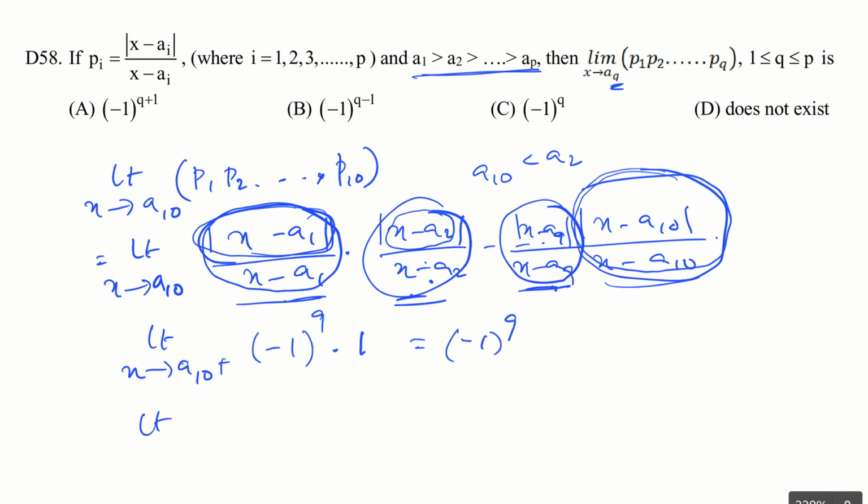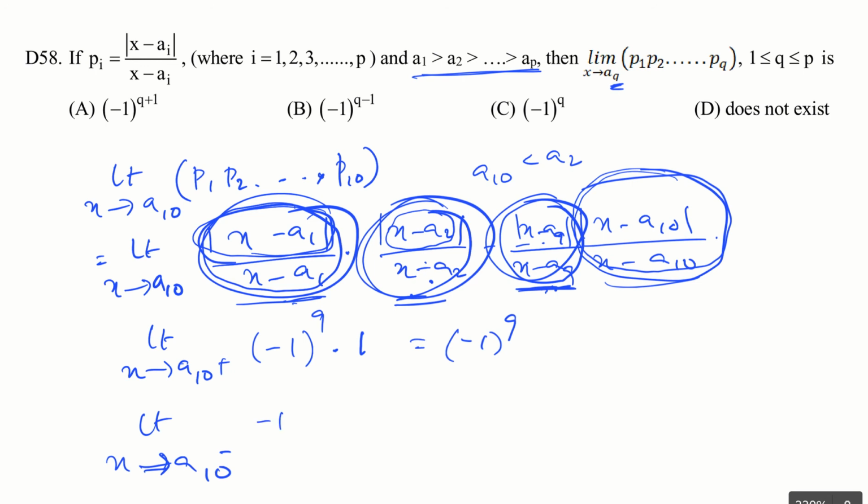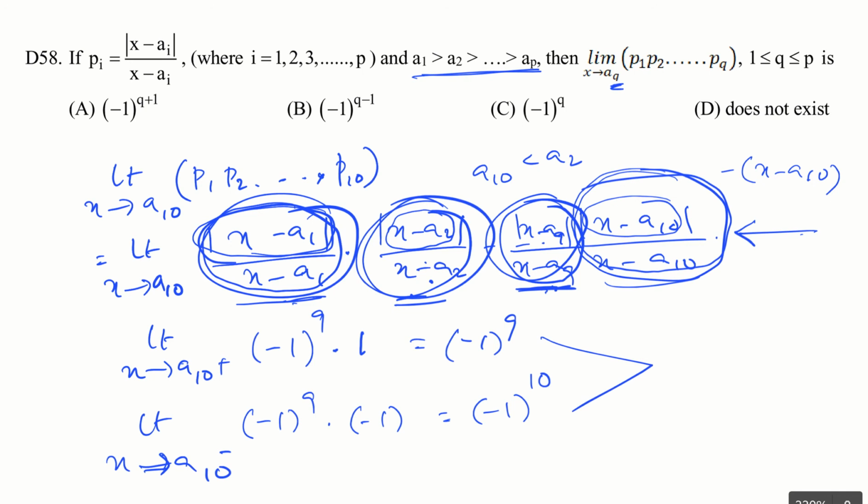Now if I go for left limit at a10, then observe that these ratios, they do not change. Everything up to here will be minus 1 only. So they will be 9 in number, minus 1 whole power 9. And coming to this one now, because I am on the left hand side, again this will be negative. So when I remove mod, I'll get minus of x minus a10. So when I cancel, again I am getting one more minus 1. So it will be minus 1 whole power 10. So you can see that left limit is not equal to right limit, therefore the limit does not exist.